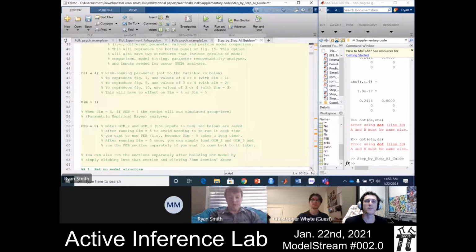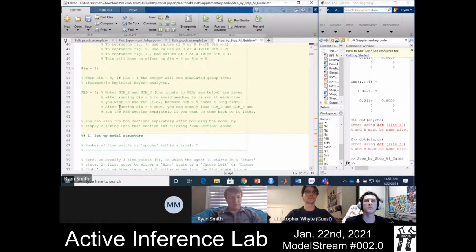And then you can kind of ignore this PEB thing down here. Basically, you can turn this on if, when you do sim equals 5, you want to actually do group level Bayesian analyses on the parameters. This will also save the outputs of sim. Like Chris said, sim 5 takes like a half hour to run. So if you turn this on, it'll also save the results of sim 5, so you can run this PEB thing without having to redo sim 5 every time. So we just figured hopefully that would help.